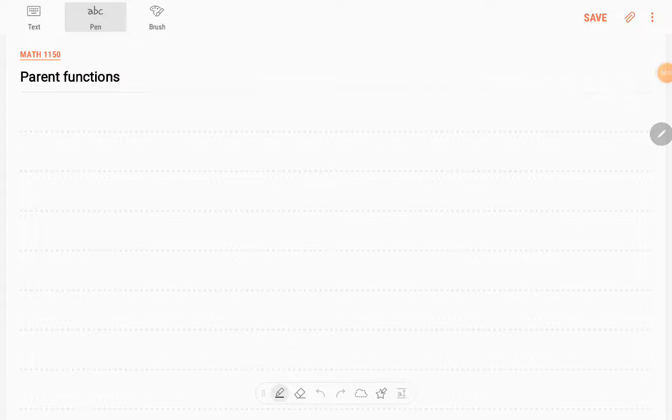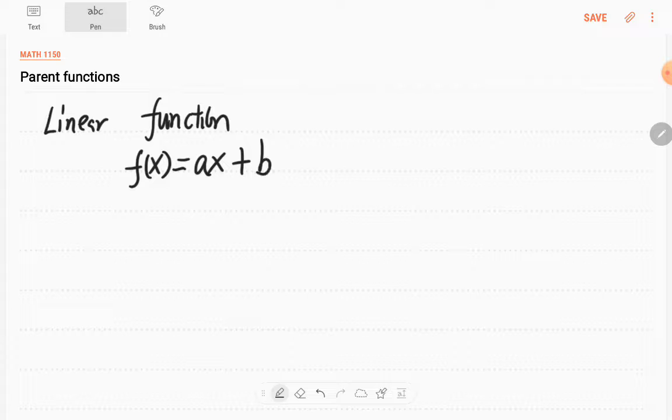Parent functions. In this part, we will learn some parent functions, sometimes called basic functions, and we also want to study piecewise functions. The first parent function is called the linear function. A linear function is given by f of x equals ax plus b. If f of x equals y, it's y equals ax plus b, which we have learned is called the linear equation. It represents a straight line.